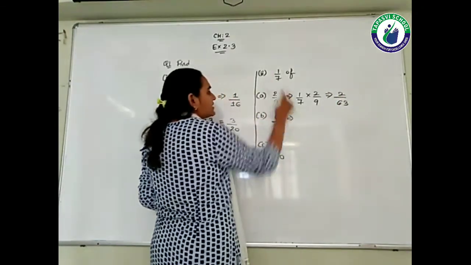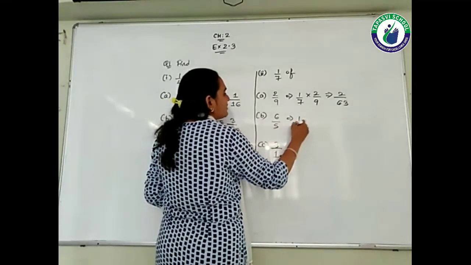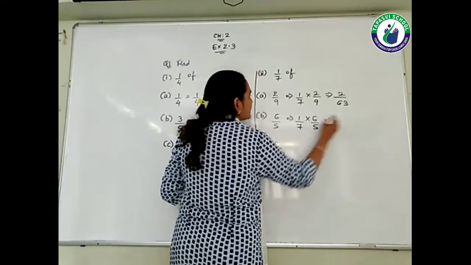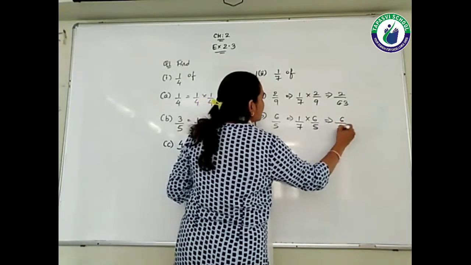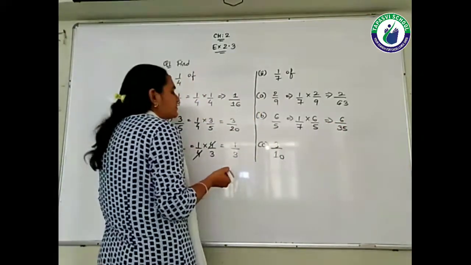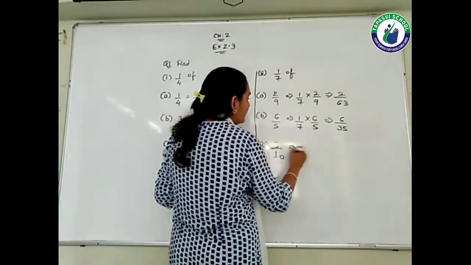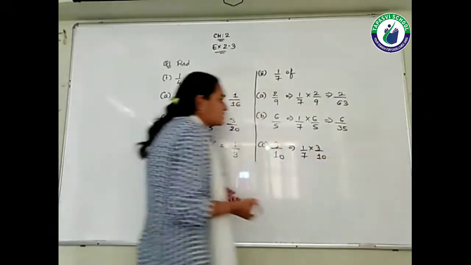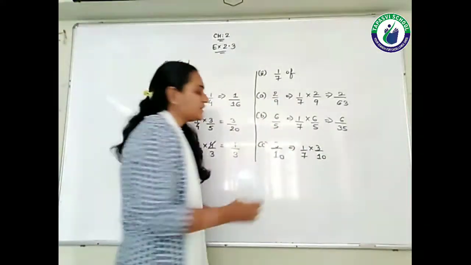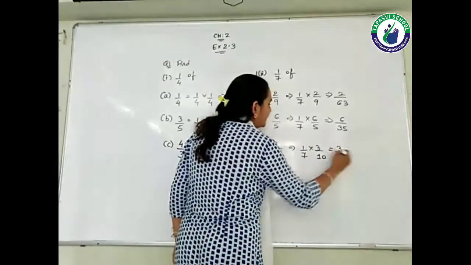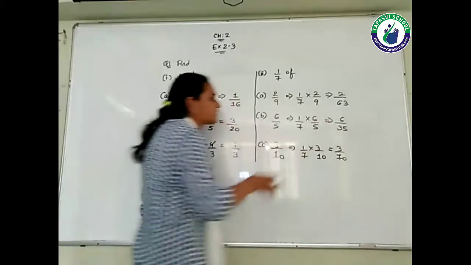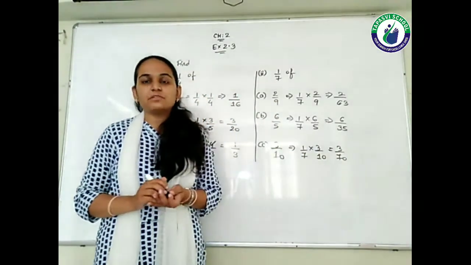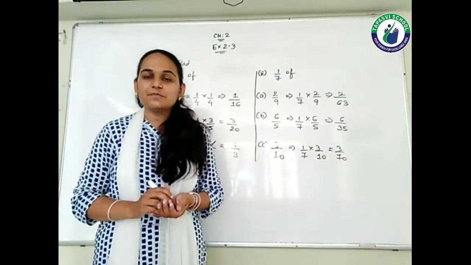Next one, students, 1 by 7 of 6 by 5. So 1 6s are 6 and 7 5s are 35. Next one, students, 1 by 7 of 3 by 10. So 1 into 3 is 3 and 7 tens are 70. Here you cannot see any cancellation. So directly we have to multiply numerator with the numerator and denominator with the denominator.